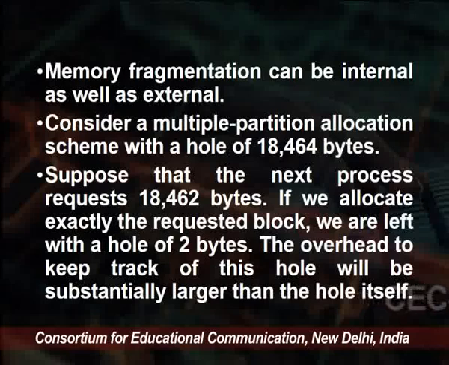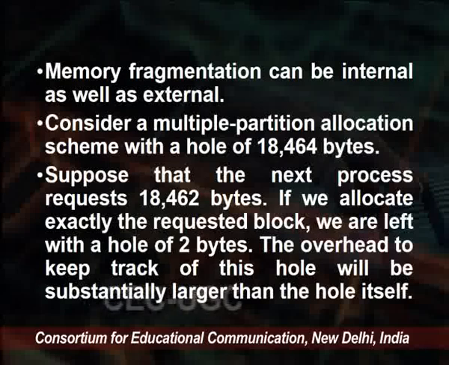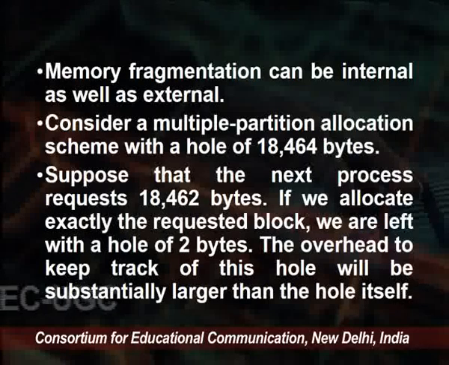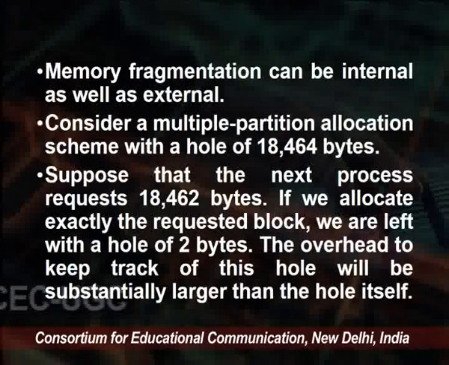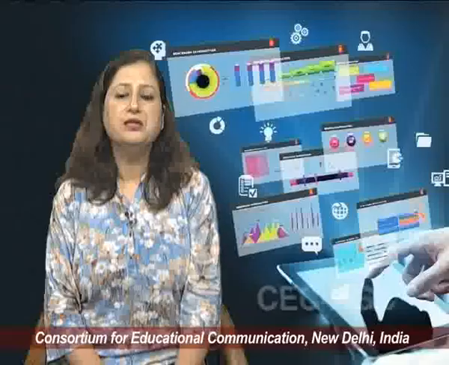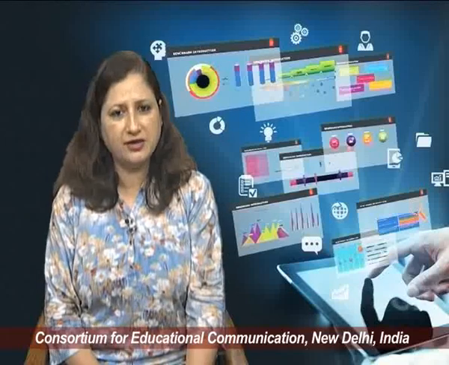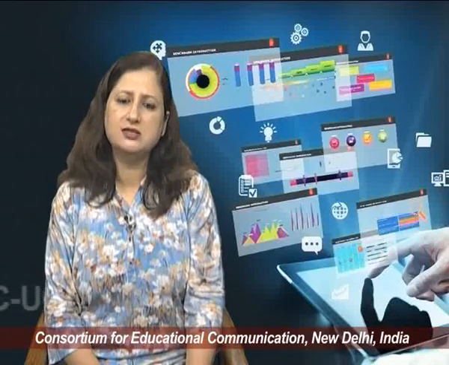Now the next process which is requesting requires 18,462 bytes. So it will occupy the 18,462 bytes, but 2 bytes will remain as a hole. Just 2 bytes will remain. The overhead of keeping track of this 2-byte hole would be very large, so it's better not to keep a record of it, because the hole is really small.